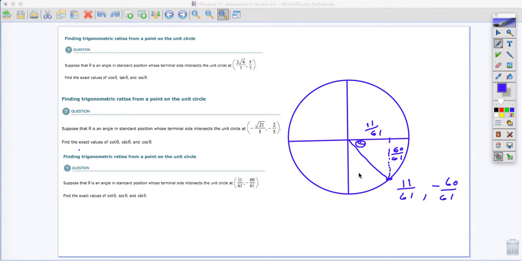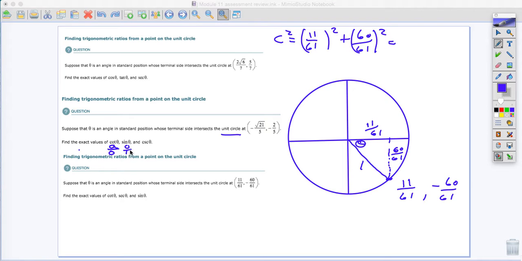So again, we're going to solve for that hypotenuse, which we know, since it tells us that we are on the unit circle, that it is 1. But if we needed to solve that for some other circle that we were dealing with, we would take (11 over 61) squared plus (60 over 61) squared and solve that. Okay, so cotangent of theta, that is 1 over tangent, or adjacent over opposite.